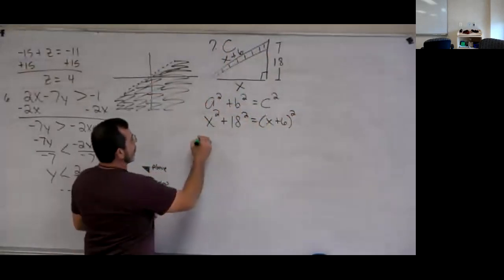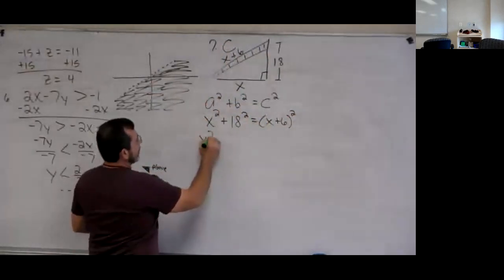All right, so let's see, x squared, I can't do anything with that. 18 times 18 is a big number, 3 something. 324. That's going to equal x plus 6 squared. Y'all remember x plus 6 squared, you got 4.